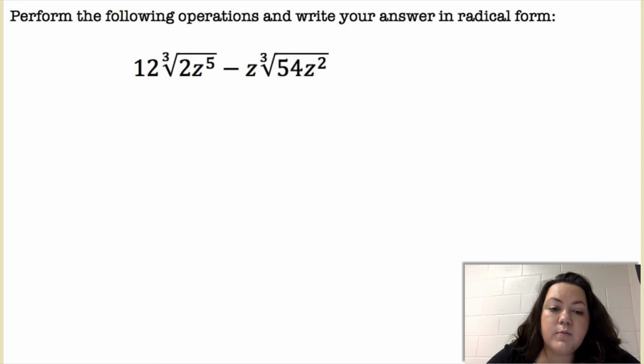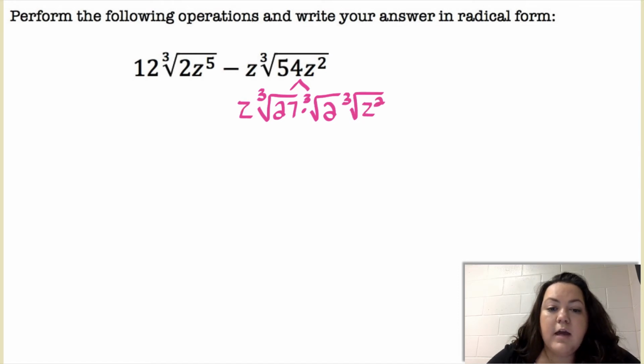All right, this one, I have 12 cube root of 2z to the 5th minus z cube root of 54z squared. So again, that 54 keeps coming up. So these numbers that break up into perfect cubes, you'll probably keep seeing. Okay, so the 54 I can break up into the cube root of 27 and the cube root of 2. That way I have the same base, that 2, but then I also need the z to the 5th power and z to the 2nd power. I need to work on that somehow.